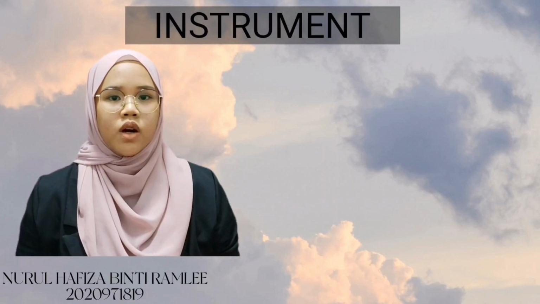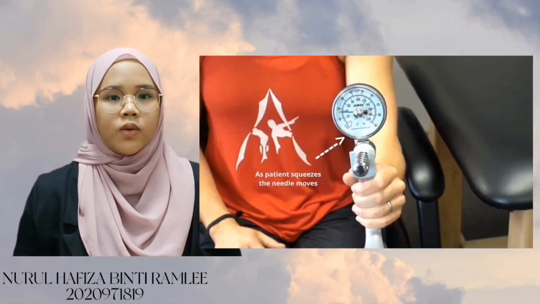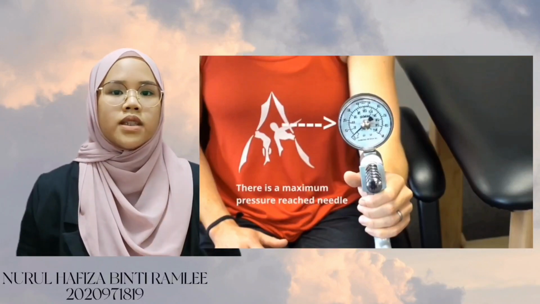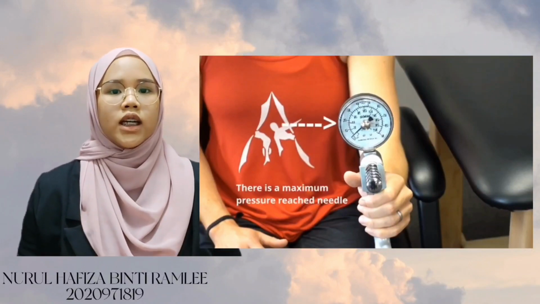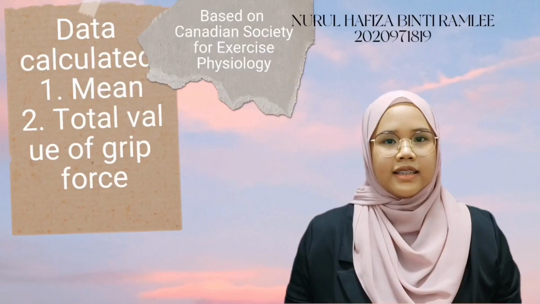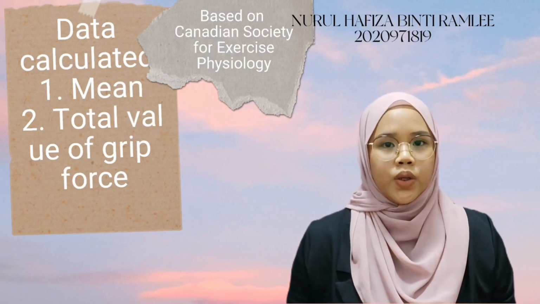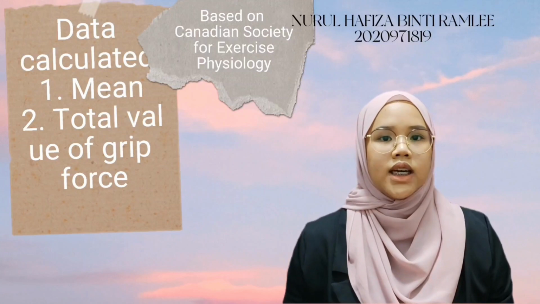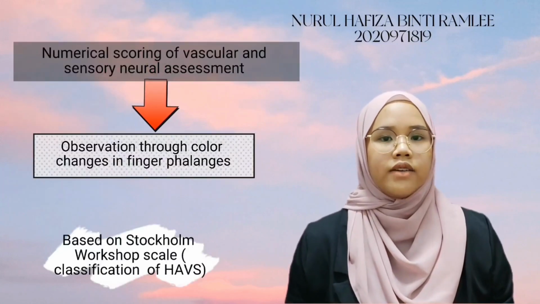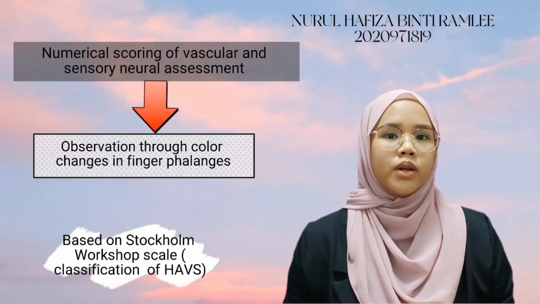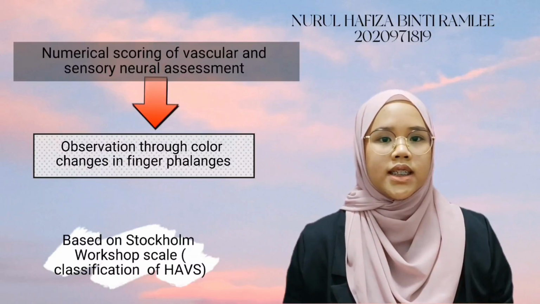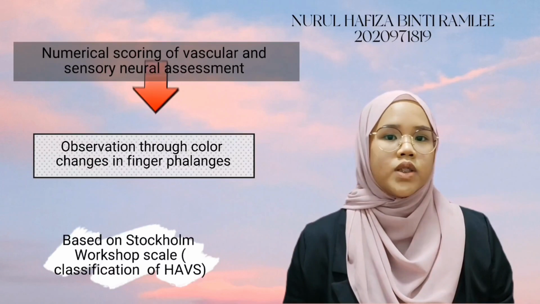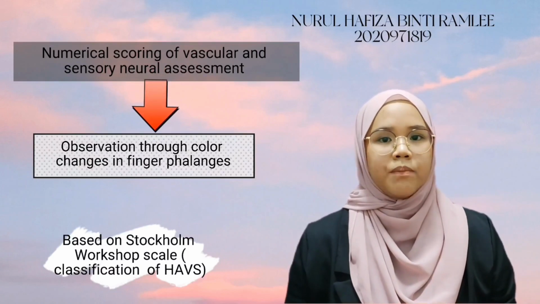Among the instruments used was also a dynamometer. Workers were instructed to grip the dynamometer for 5 seconds to measure the hand grip strength before and after the grass cutting work. The other data calculated include the mean and the total value of the grip force, compared with the worker's age. The observation of the color changes at the finger phalanx was done for the numerical scoring of the vascular and sensory neural assessment that indicates the severity stage of vascular and sensory neural diseases.